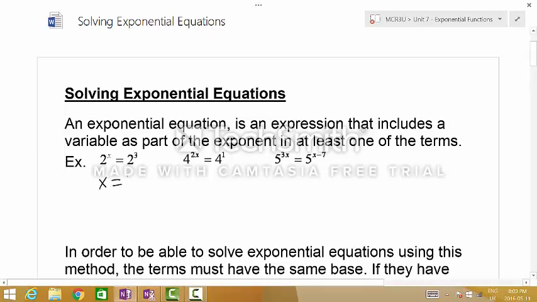What we can do is ignore the base. Like I said, in order for those two sides to be equal, because the bases are equal, the only way for the left side to equal the right side is if the exponents are the same as well. So what we know in that first equation is that x has to equal 3 for those two sides to be equal. In the next one, the base for each is 4.